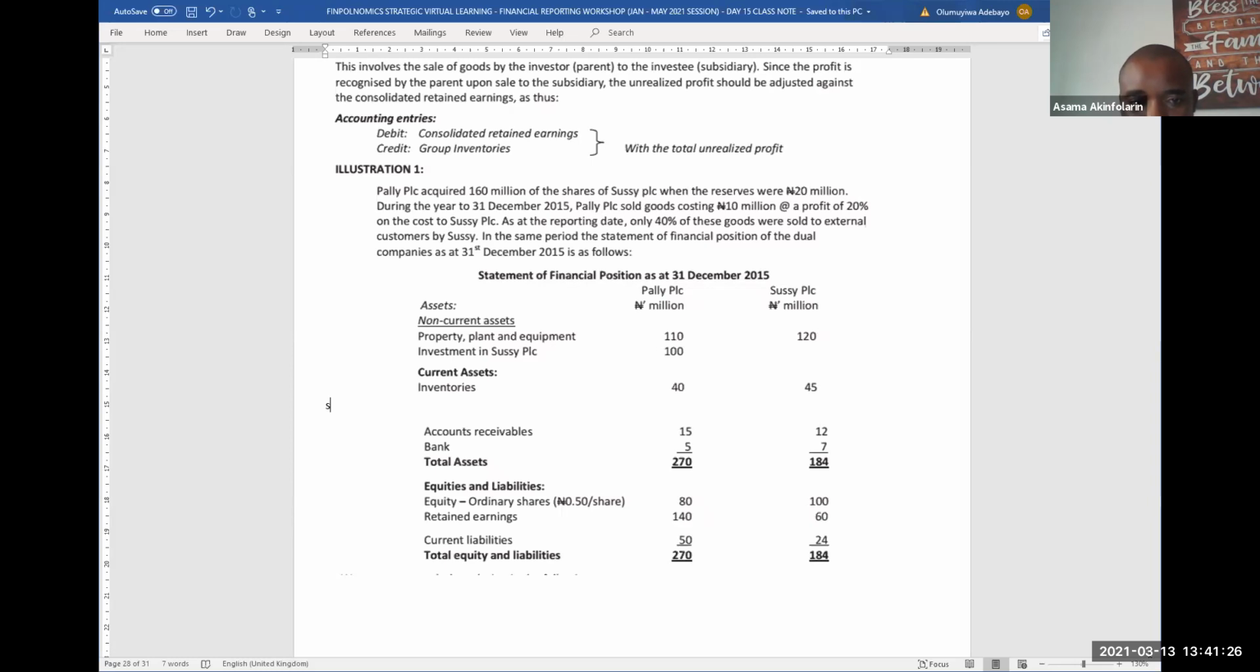Total assets is 270 for Pali and 184 for Suzy. Equities and liabilities now. Equity ordinary shares at 50 kobo per share: for Pali, it is 80 million; for Suzy, it is 100 million. Retained earnings: Pali has 140 million, while Suzy has 60. Current liabilities: Pali 50, Suzy 24. Total equity and liabilities: 270 million for Pali and 184 million for Suzy.